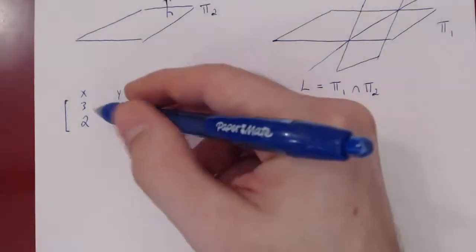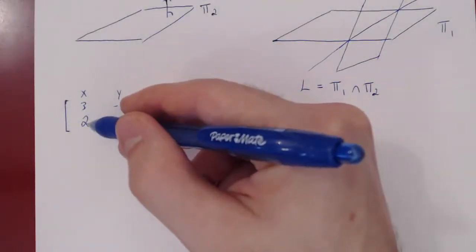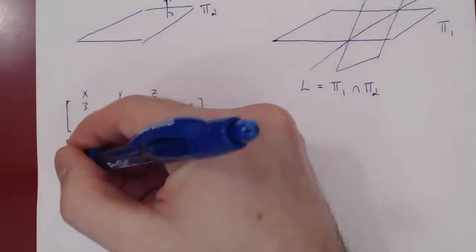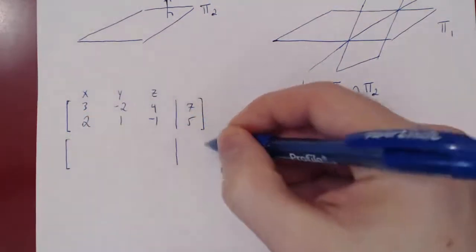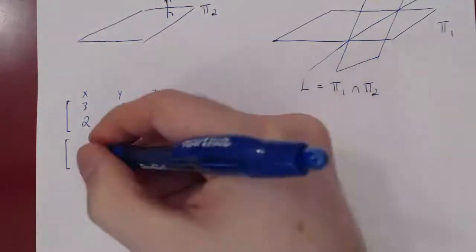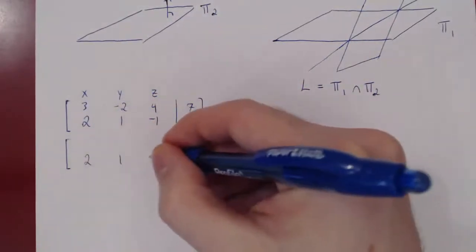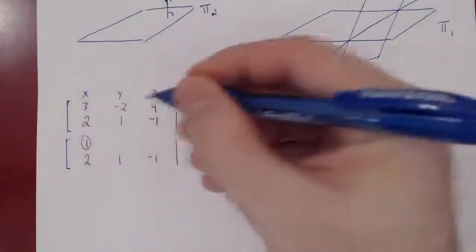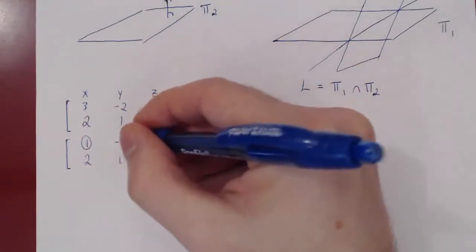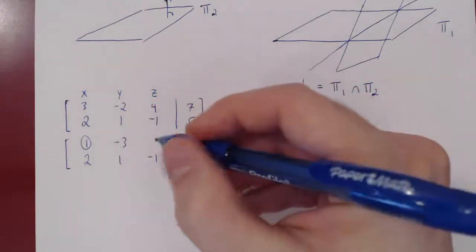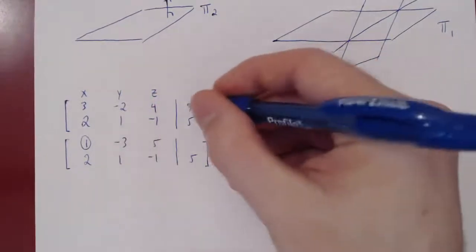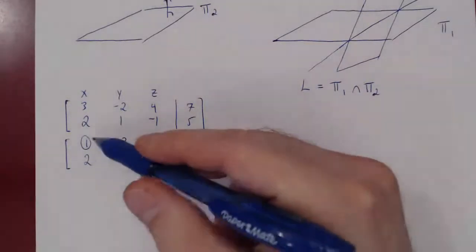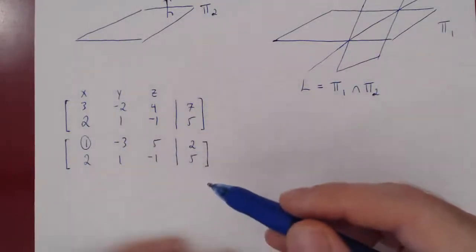Well, let's do row 1 minus row 2 to get our first leading one. I will not write here the row operations. I leave that up to you. We're only changing the first row. We copy the second. So 3 minus 2 is 1, our first leading one. Negative 2 minus 1 is negative 3. 4 minus negative 1 is 5. 7 minus 5 is 2.